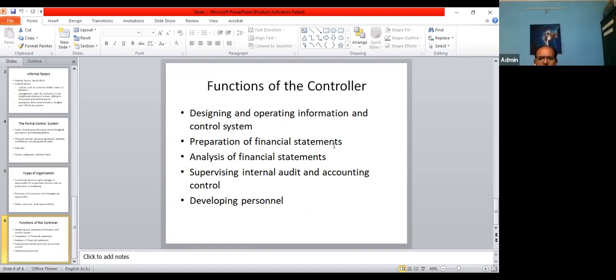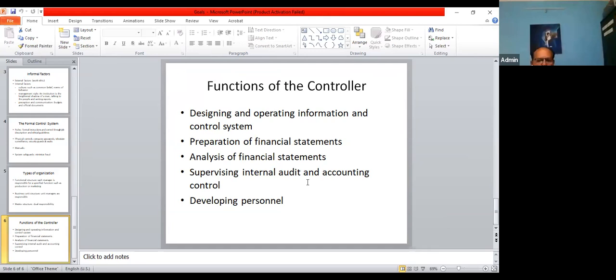Then preparation of financial statements. The controller also prepares financial statements. Then analysis of financial statements. Analysis goes with ratio analysis. Like, say, sales, we are connecting with investment. So whether a company is able to utilize its investment, and whether it is generating the expected sales or not. So that kind of analysis.